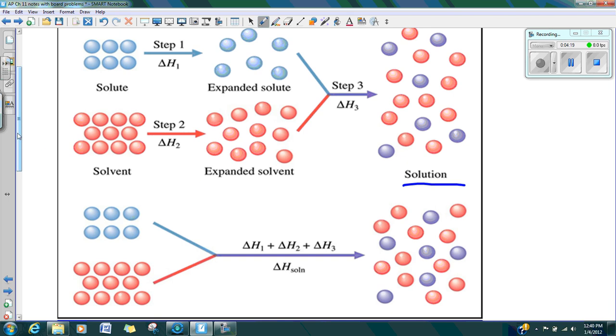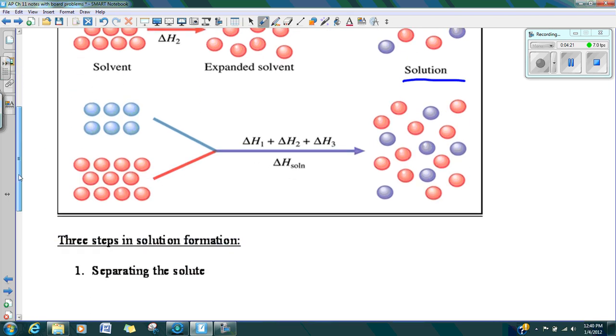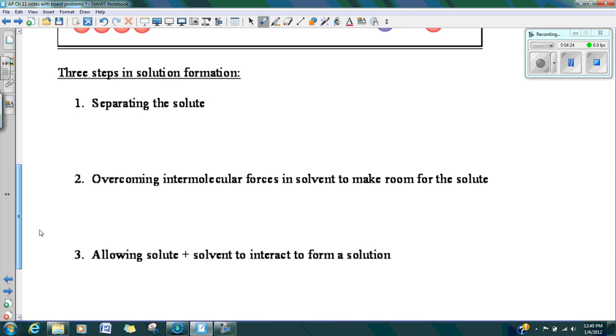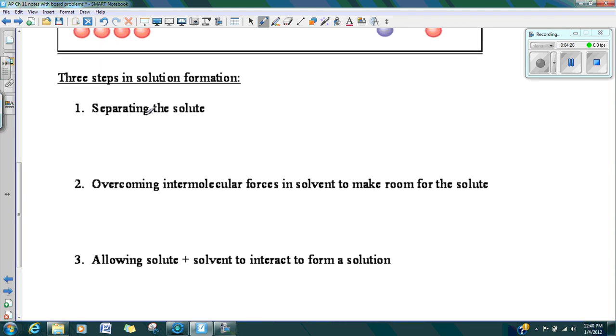So if we look at the bottom, you can see that there's 3 steps in solution formation. The first step is separating the solute. This is going to mainly be an endothermic reaction. You've got to take that energy in order for it to be able to expand the solute so that we can create some space. So it's mainly endothermic because we are breaking bonds.